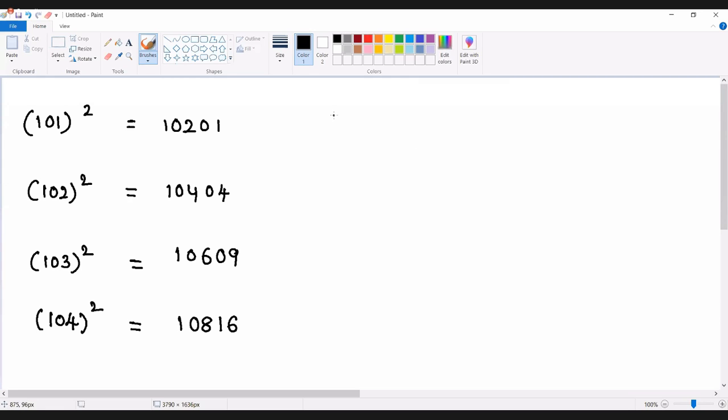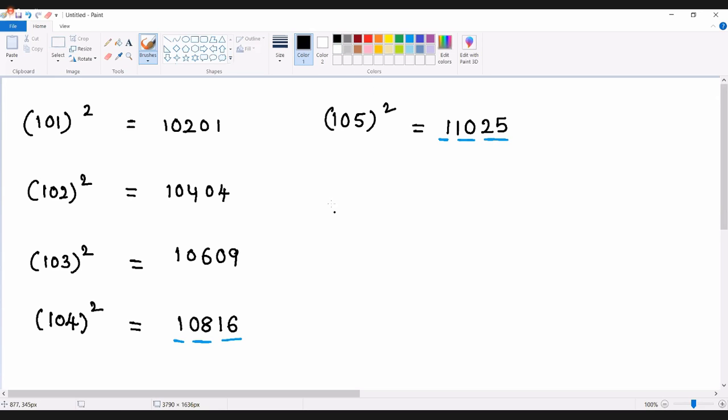108, 16. Tell me the answer for 105 into 105. Very simple. You are going to get 105 plus 5, which gives a result of 110. 5 into 5 is 25. The answer is 11025. And even if you want to make the answer very simple from 104, observe: 104 means it is 4 more than 100. So 1, 2 into 4 is 8, 4 square is 16. For 105, 1, 5 twos are 10, 5 square is 25.